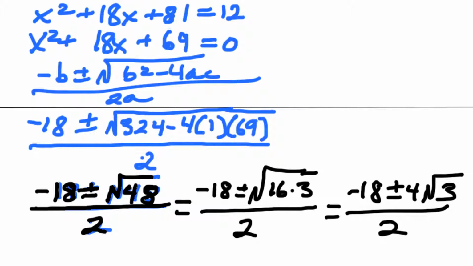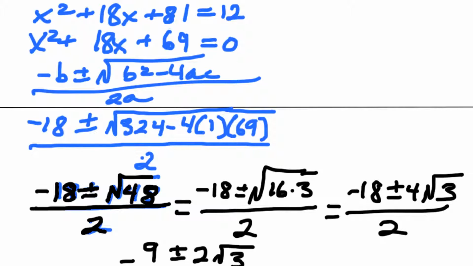And then we can divide the 2 into the negative 18 and into the 4, and we get negative 9 plus or minus 2 times the square root of 3. And that's our answer. Like I said, that's the hard way to do it. I just wanted to demonstrate the use of the quadratic formula.